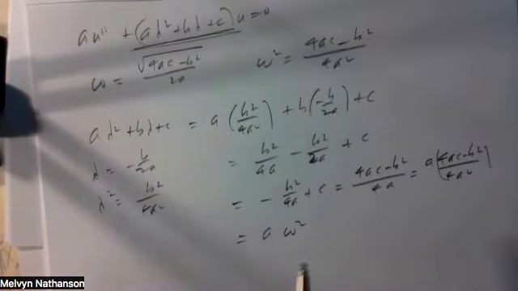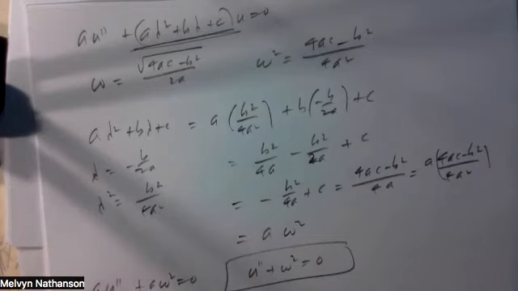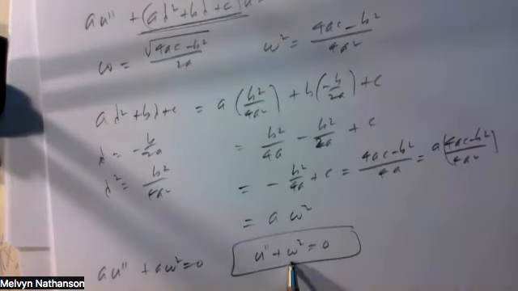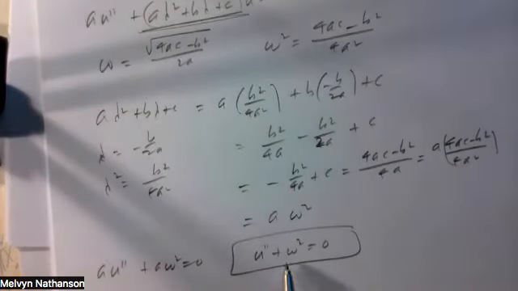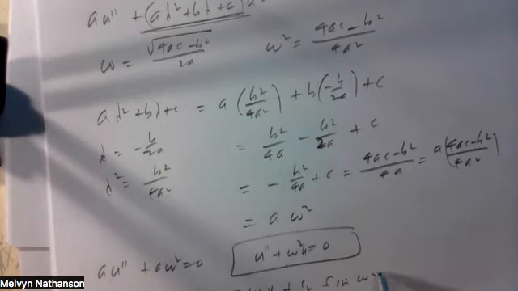So this differential equation was A u double prime plus A omega squared u equals 0, or, divide out by the A, u double prime plus omega squared u equals 0. So u is a solution of this differential equation. The solution of this differential equation is u equal to C1 cosine omega x plus C2 sine of omega x.